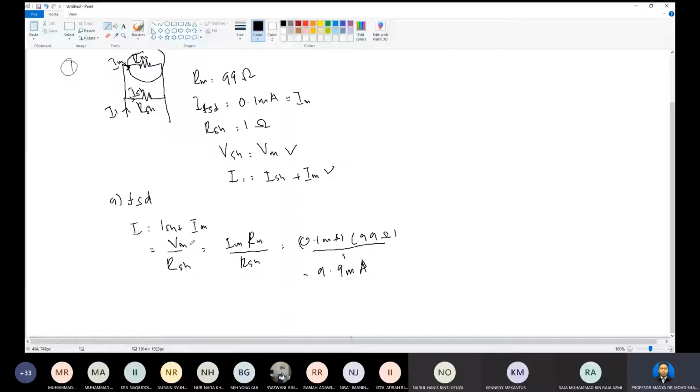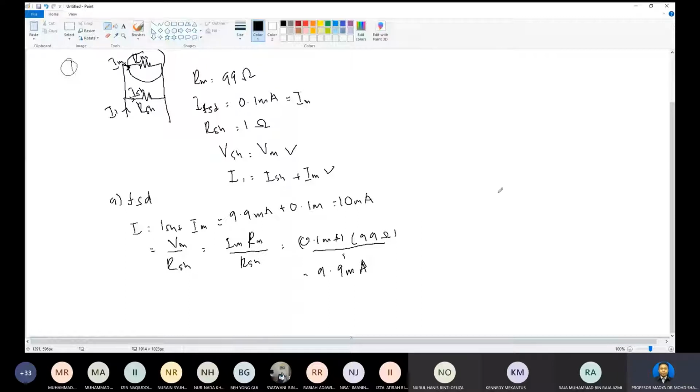And then you have to get the total current, equals 9.9 milliampere plus 0.1 milliampere IM. So the total current will be 10 milliampere. So that is the answer for the full scale deflection current.